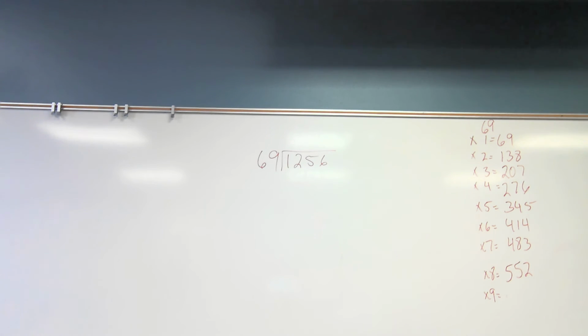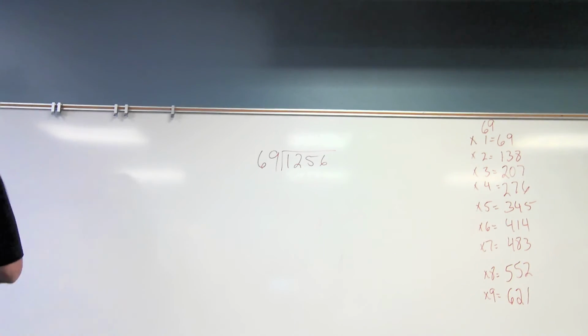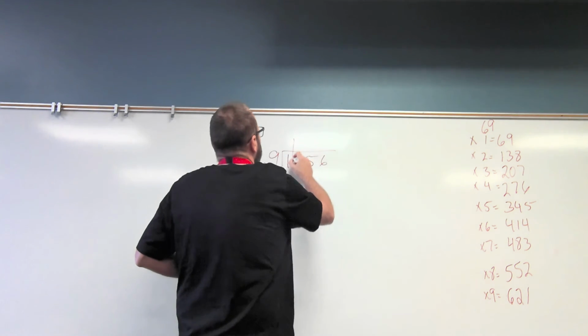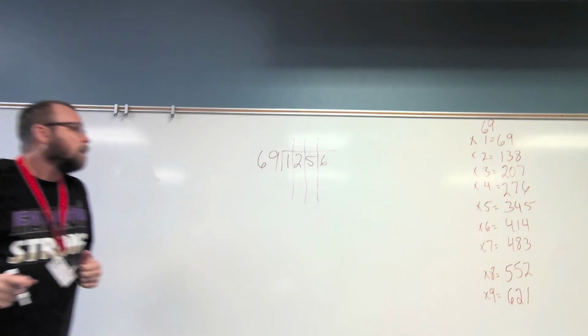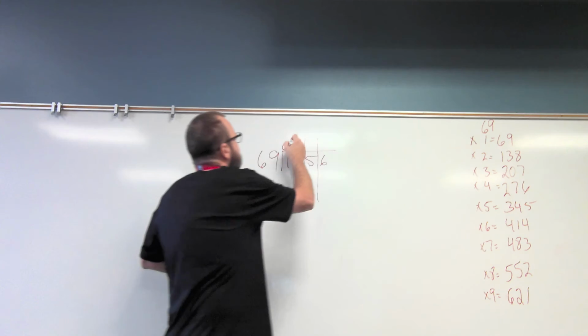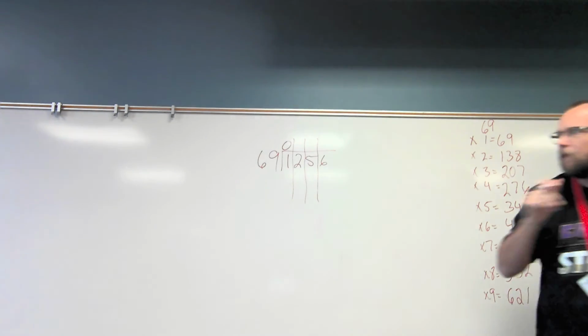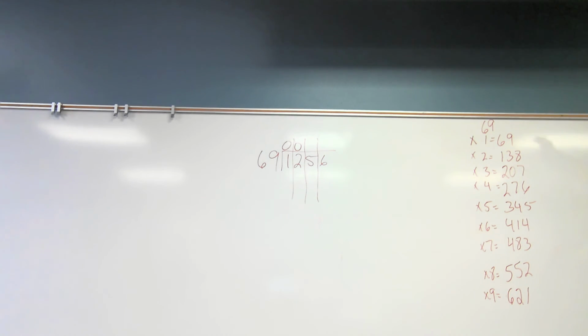And times 9 is 621. Knew it. All right. So now, I'm going to draw my little lines in here. All right. Does it go into 1? No. Does it go into 12? No. Now I know it goes into 125, so I have to go over here to the most difficult part of division.